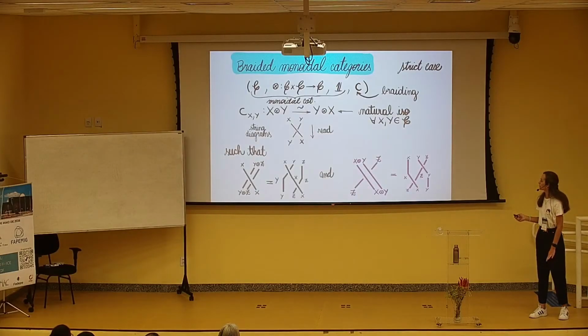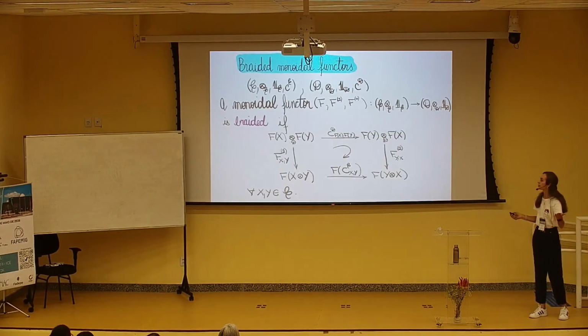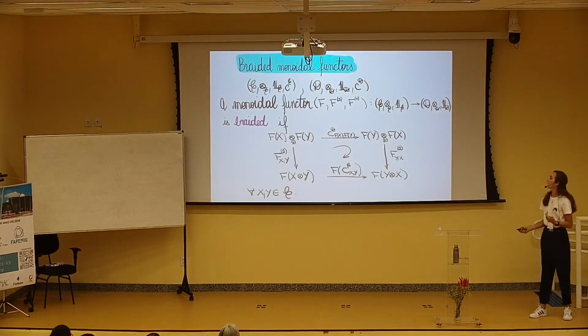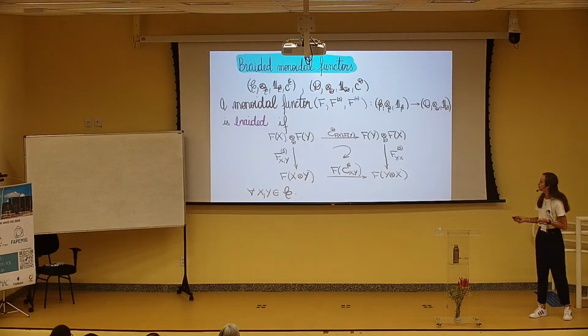Okay, so this is a braided monoidal category. And of course, you can define what a braided monoidal functor is. This is just a monoidal functor between the underlying monoidal categories, and your functor has to be compatible with the braidings of each one. So you have extra diagrams here.